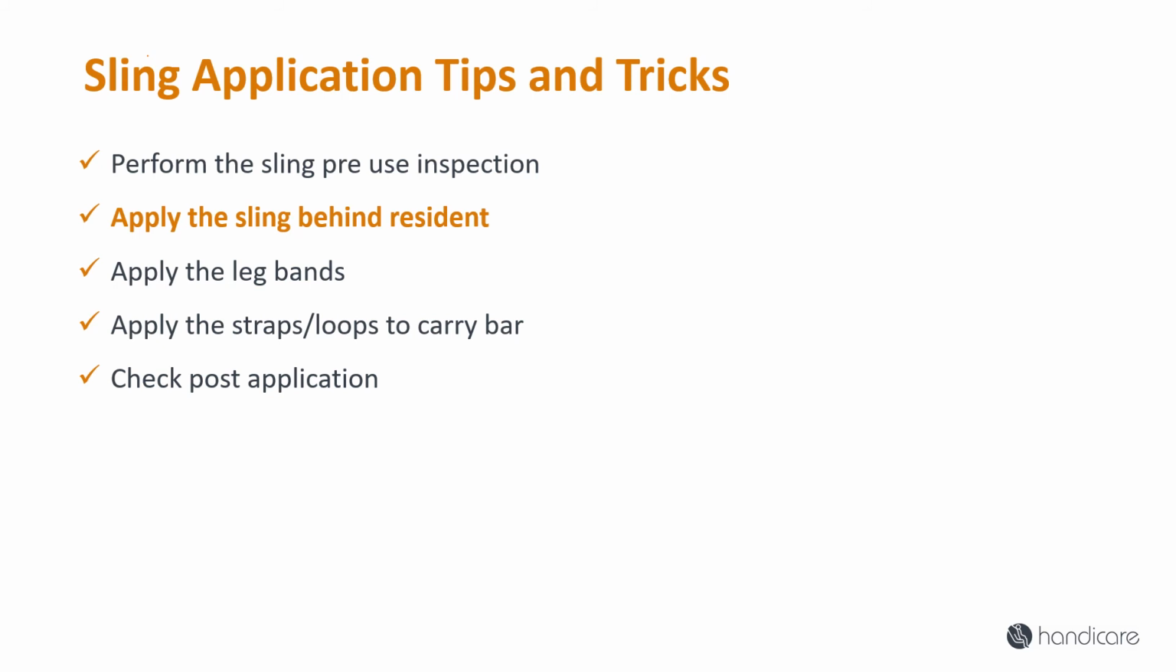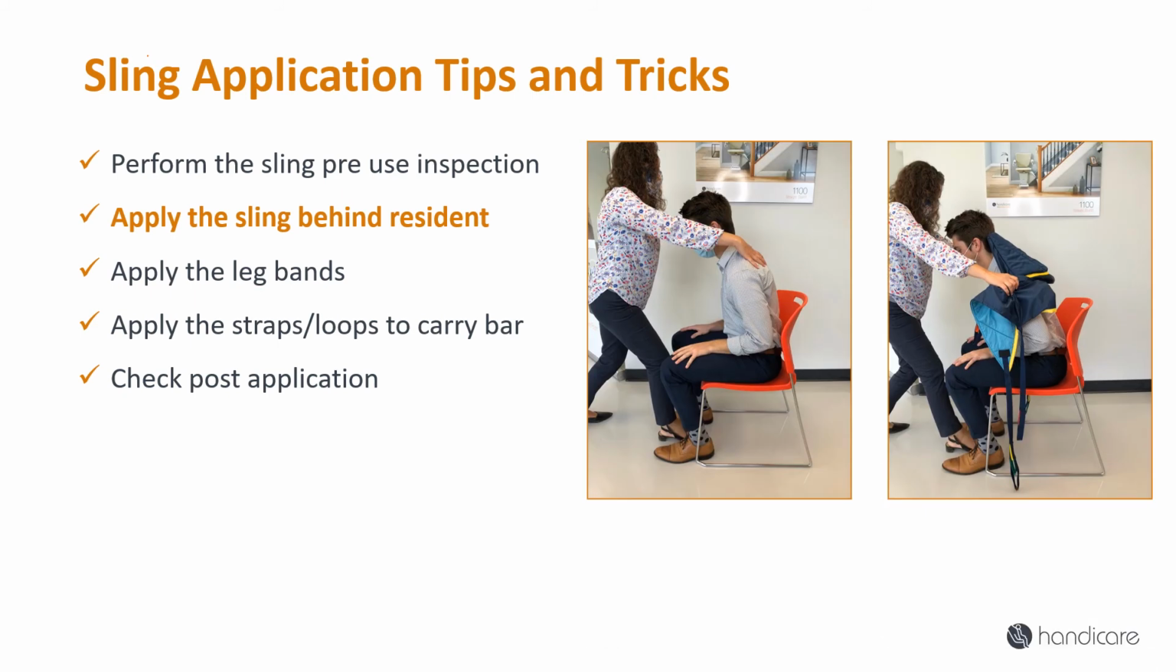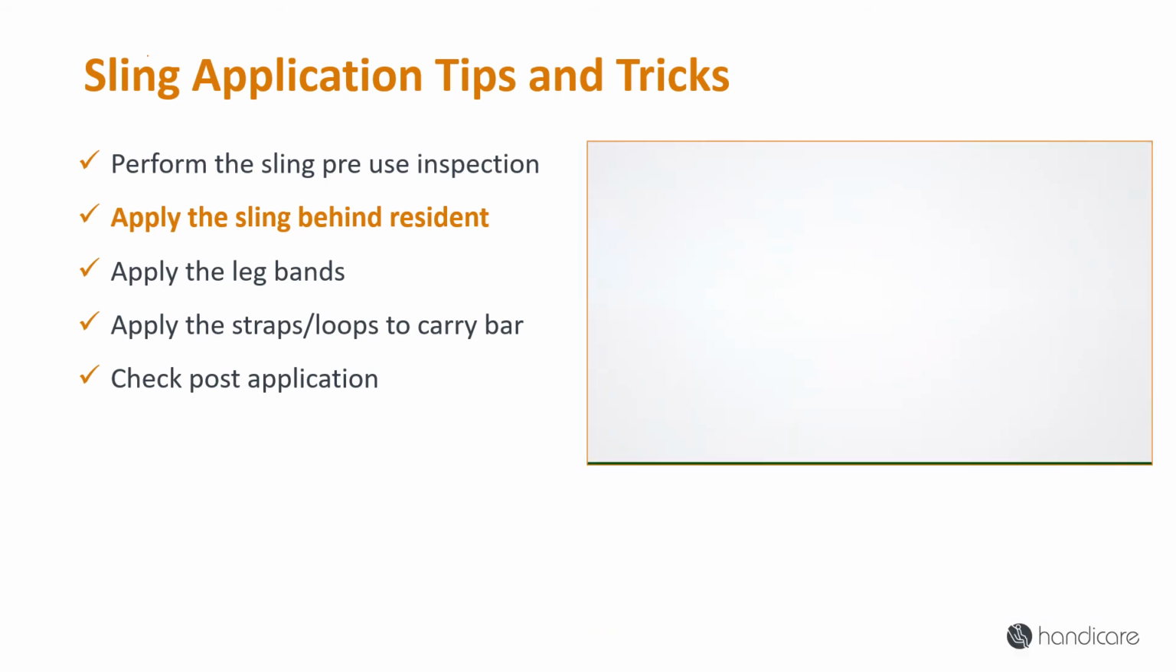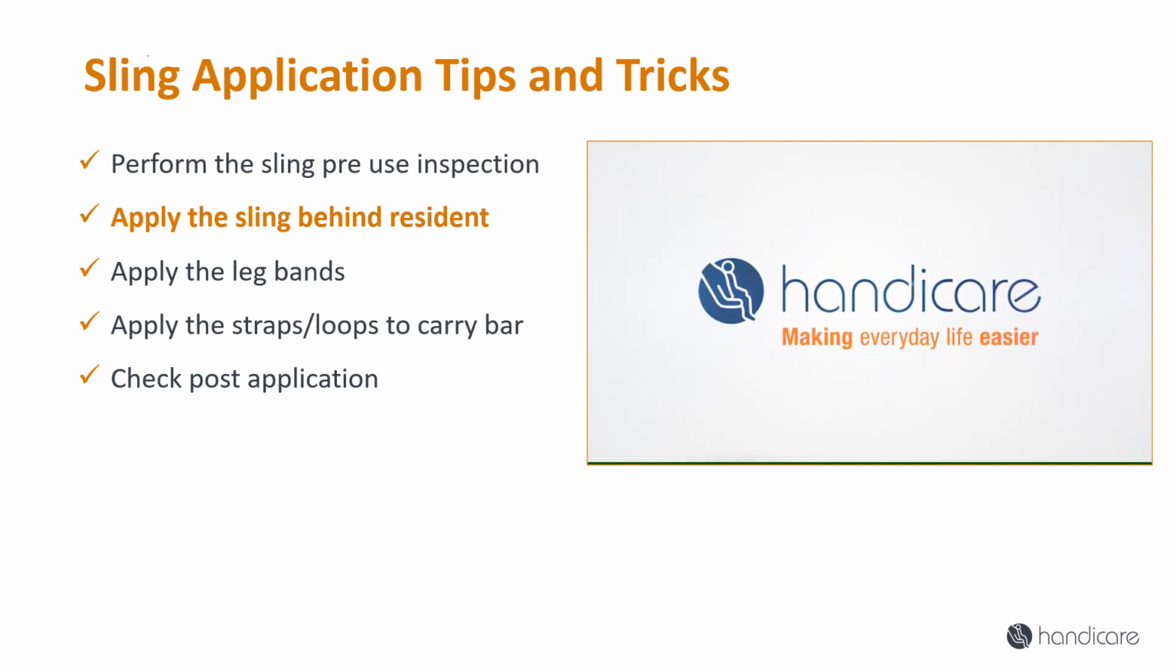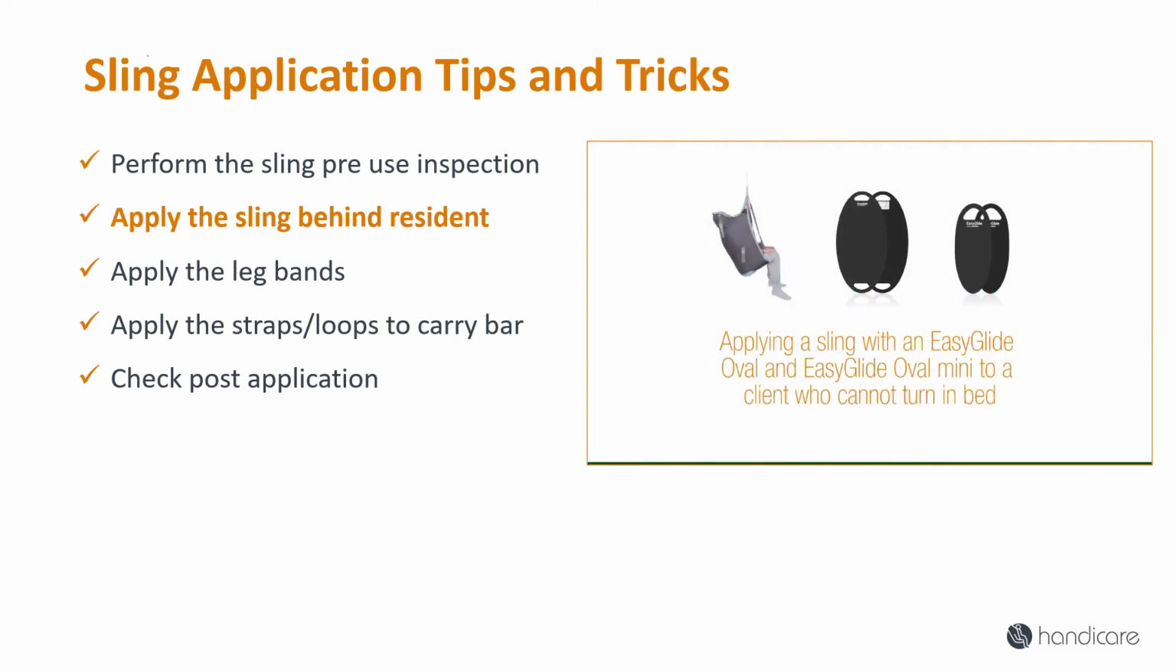If the resident is able to safely assist, have them lean forward and then apply the sling. If the resident requires assistance, you could try rolling the sling up and using it to lean them forward. If the resident is unable to lean forward for various reasons, do not force them forward. This can cause injuries to both the resident and caregiver. If the resident is not able to lean forward, you could try the Easy Glide ovals both in a supine or seated position to apply slings. Let's have a look.